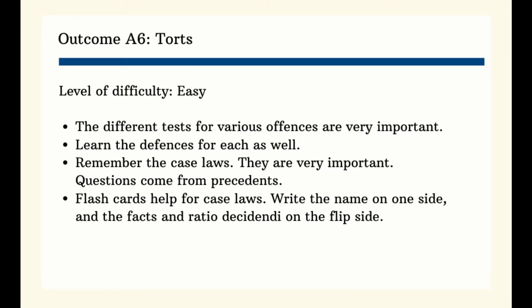Outcome A6, torts. Again, like contracts, this one is actually pretty easy for any law student with the basics in place. The tips on this one: the different tests were important, like for negligence, and for different rules like Rylands versus Fletcher. Case laws were very important. Also learn the defenses for each of the torts. Just learn what qualifies it as a tort and the defenses for the same. That actually was very important for this one.